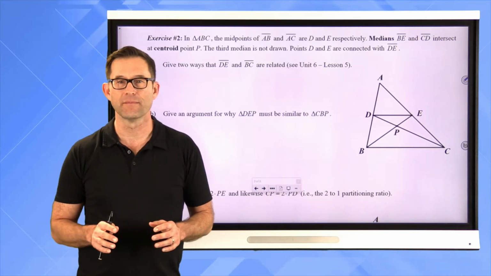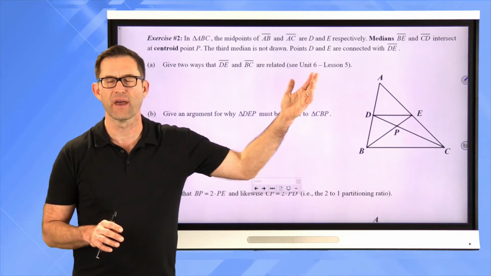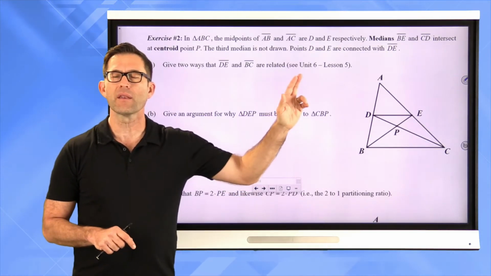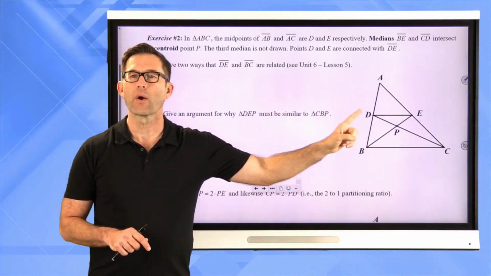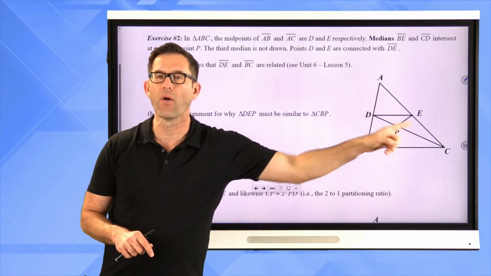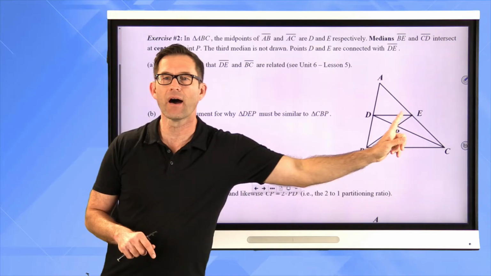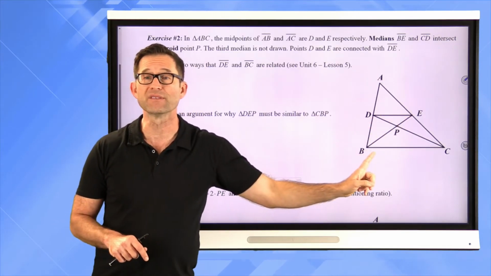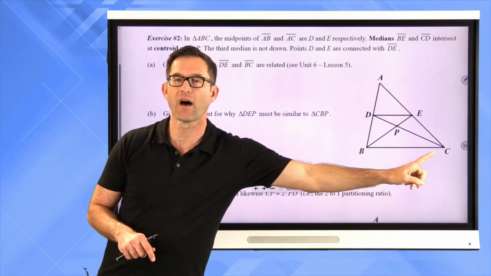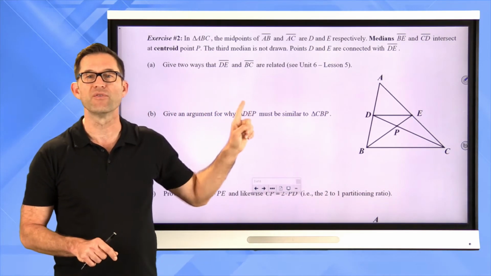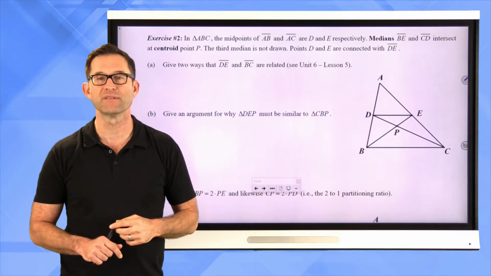We did a lesson back in Unit 6, which was our unit on quadrilaterals, strangely enough. We connected the 2 midpoints of sides of a triangle, and we proved that that side had 2 remarkable properties compared to the third side whose midpoints weren't drawn. See if you can remember the 2 ways that DE and BC are related.